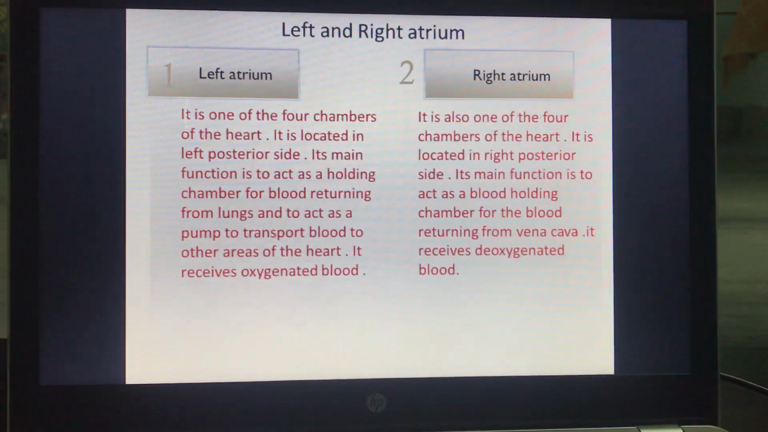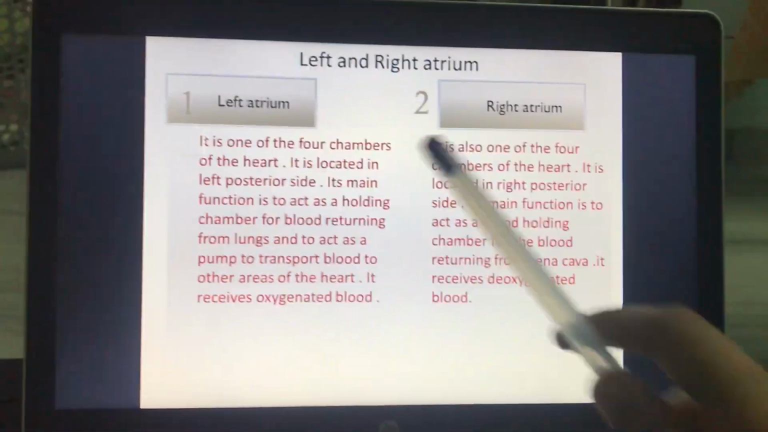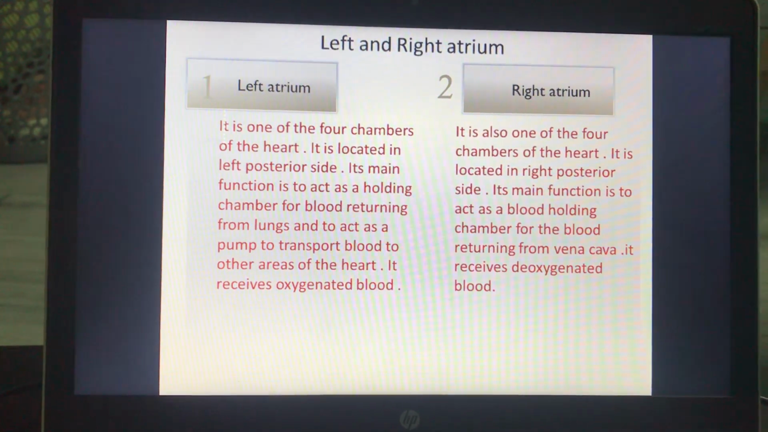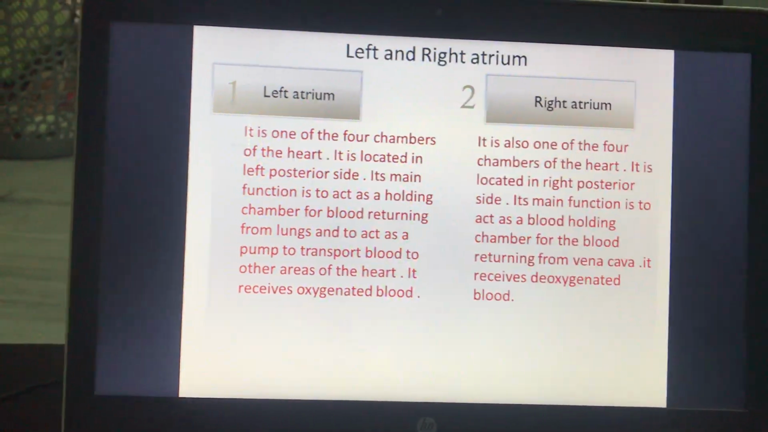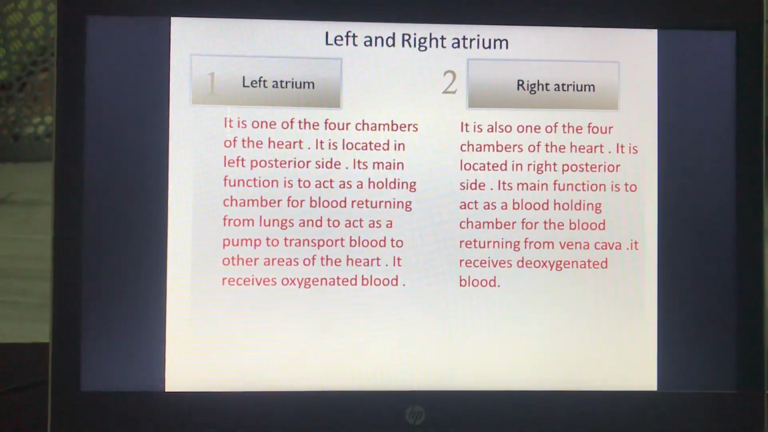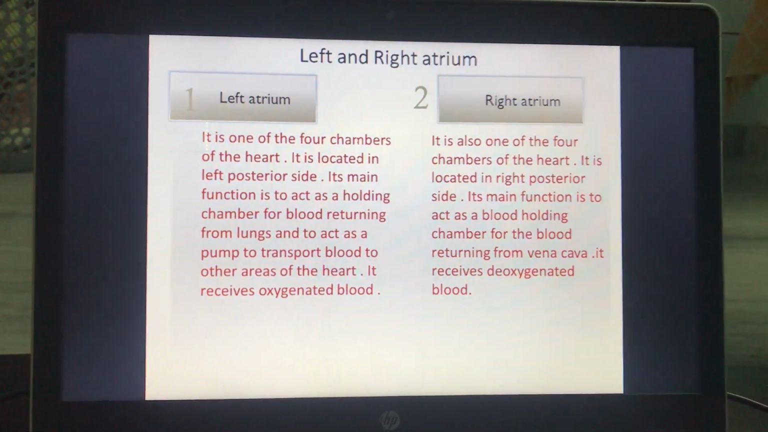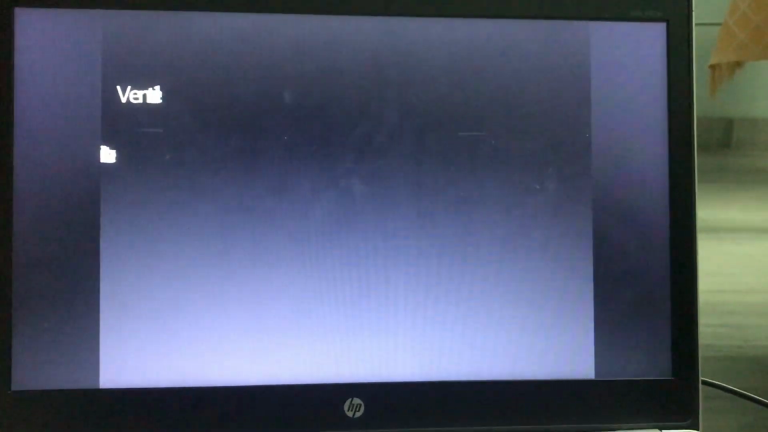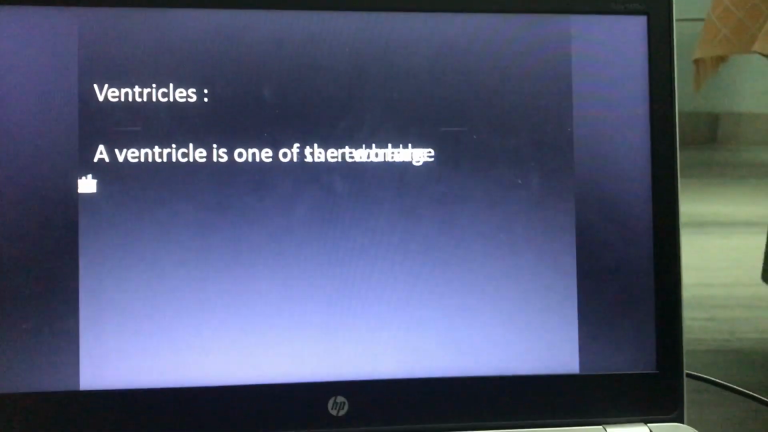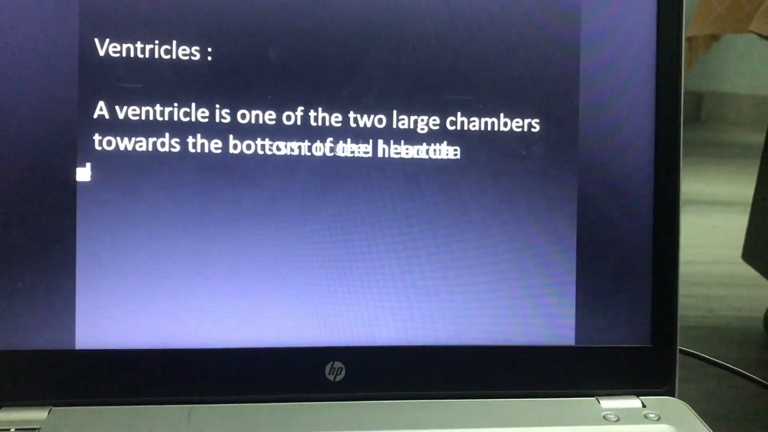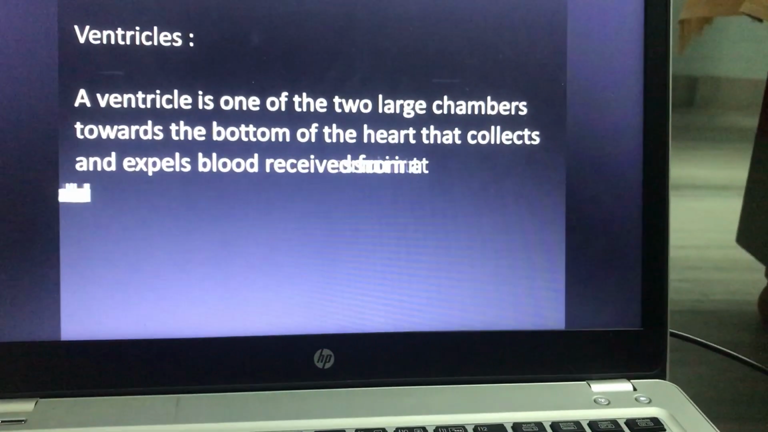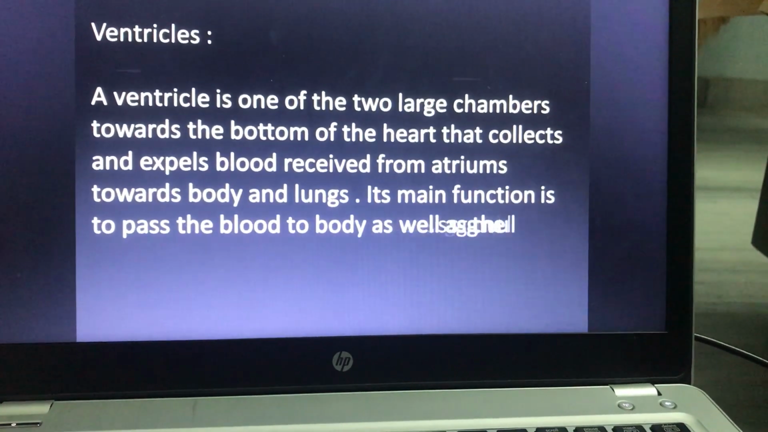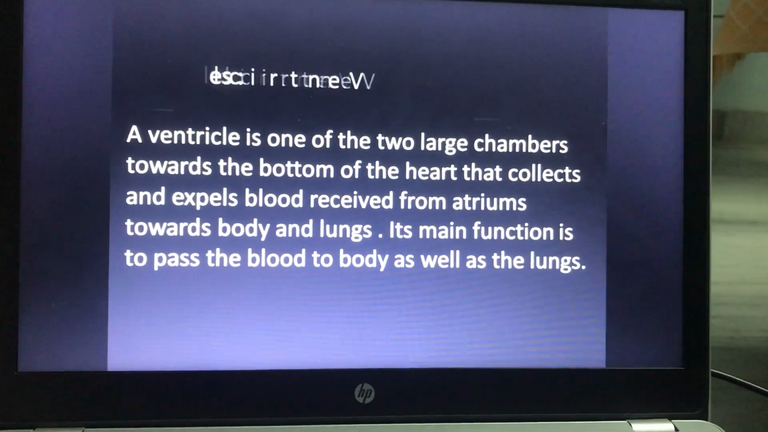So let us see the difference between both of them. The left atrium transports the blood from the heart to other body parts, whereas the right atrium transfers the blood from all over the body to the lungs, the deoxygenated blood. So let us see the ventricles. Ventricles are the larger chambers. They are towards the bottom side and they collect and expel blood received from atriums. They also receive both oxygenated and deoxygenated blood.